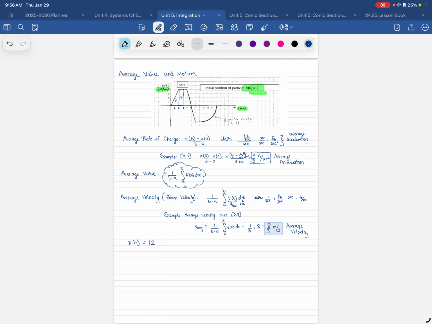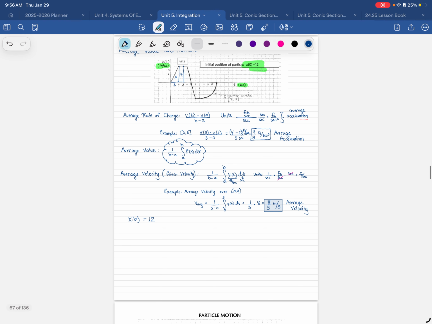And so now we're going to go ahead and we can find a couple of different things. We're going to find the position at 3 seconds. We're going to find the displacement, or another word we might see for this is net change, over 0 to 3 seconds. And we're going to find the total distance traveled over 0 to 3 seconds as well.